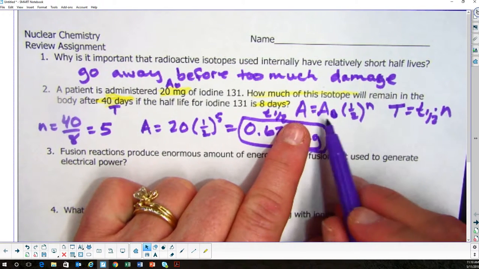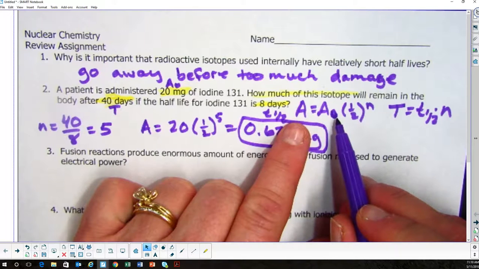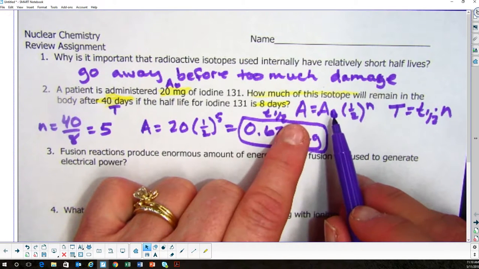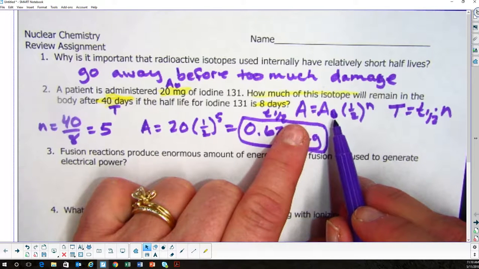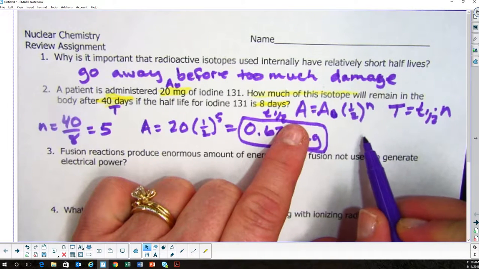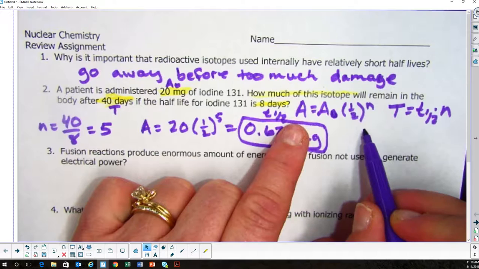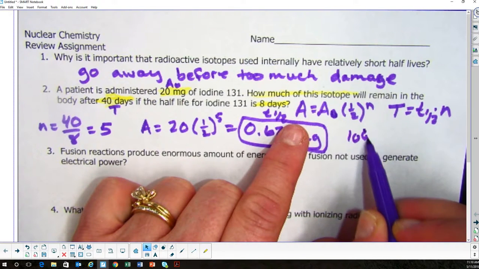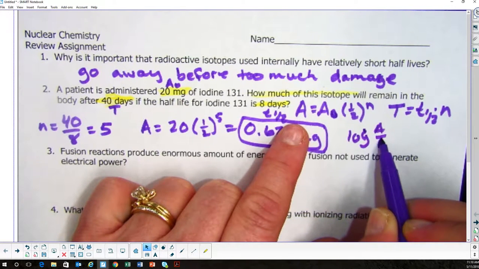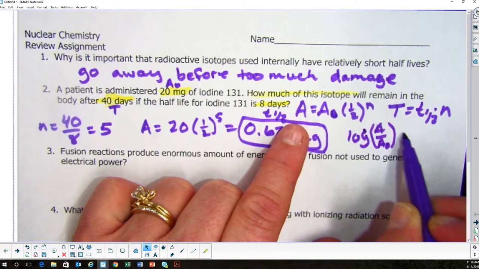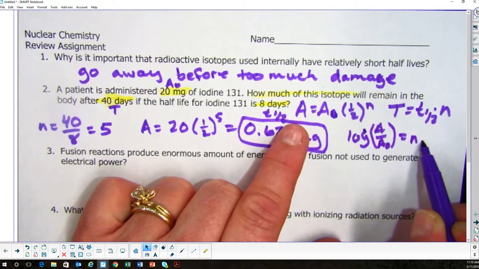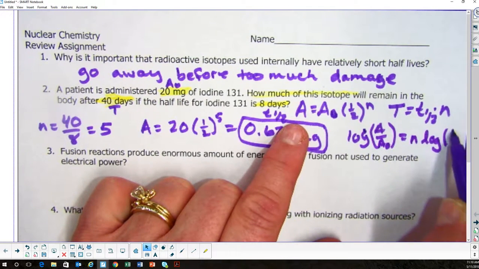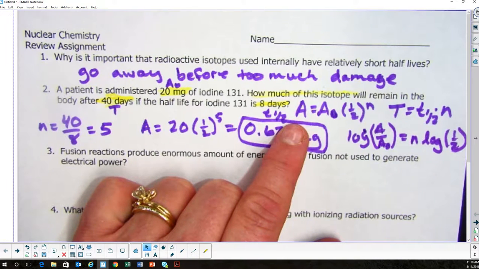Oh, if you're looking for N, you go to the T one. You use the T. If all I'm given is A and AO, and I'm looking for N, then you just divide. I have to do the log. So I divide both sides, so I get log of A divided by AO on one side. On the other side, I would have N log of 1/2. So that's what I'd have to do to find N.